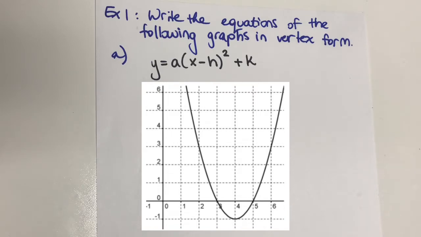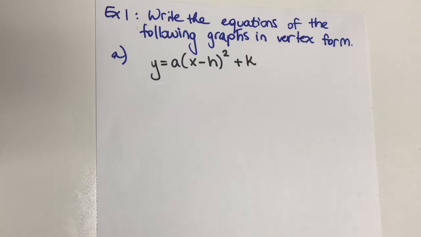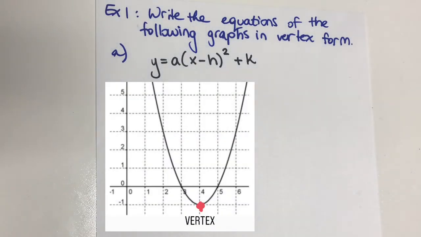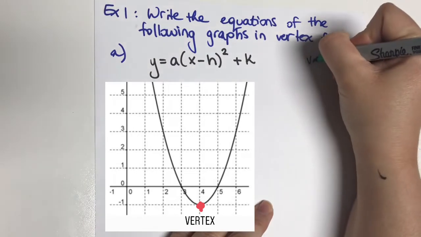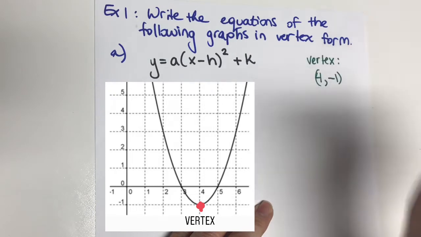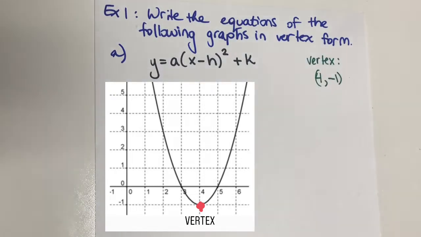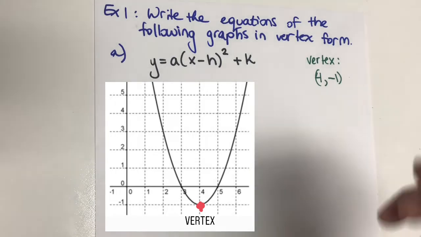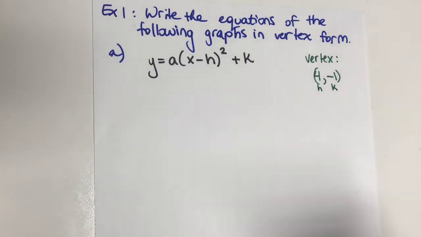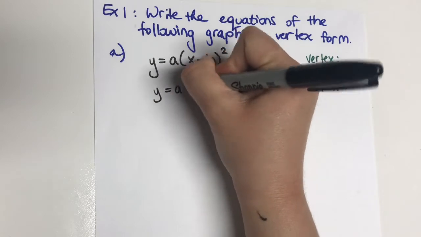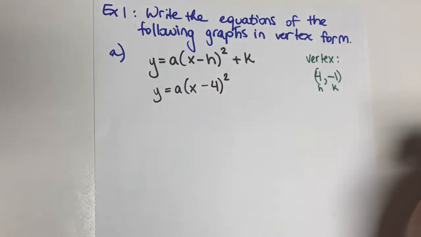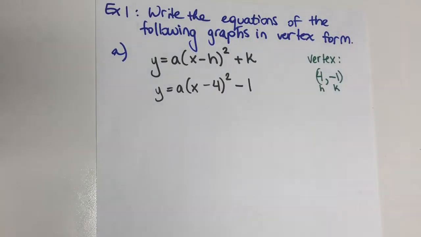So vertex form tells us the vertex of the graph. So the h and the k value are the vertex. And in this particular graph, our vertex is 4, -1. So we can actually substitute 4, -1 into the equation. Our h is 4 and our k is -1. So y equals a x minus 4 squared plus k, but it's a negative value, so -1.